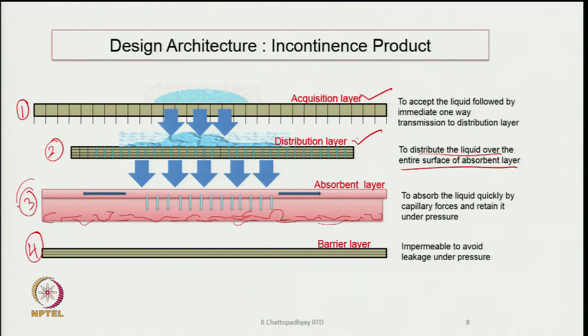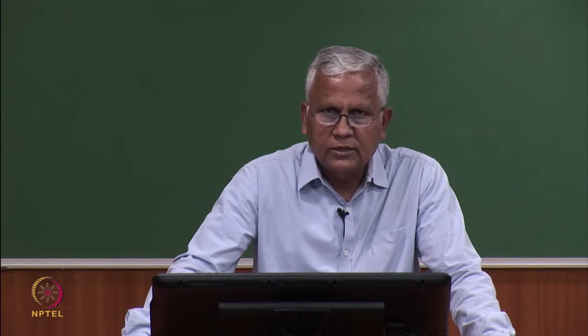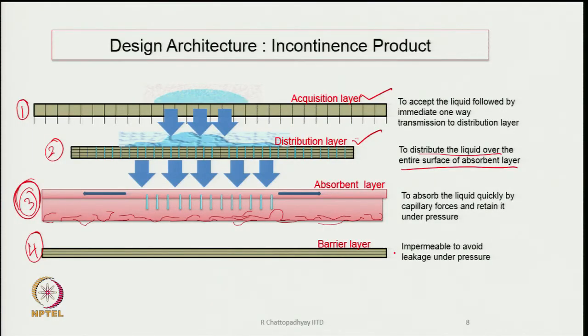The third layer is the most important, because ultimately the liquid is going to be within this particular layer of fibers. So, the absorbent layer is the most important part of the design and plays the most significant role in product performance. And below the absorbent layer, what do we have? A barrier layer, that is an impermeable layer to avoid leakage of the liquid under pressure. If the whole assembly is under pressure, there is every possibility the liquid can escape through this, or it can move this way also.